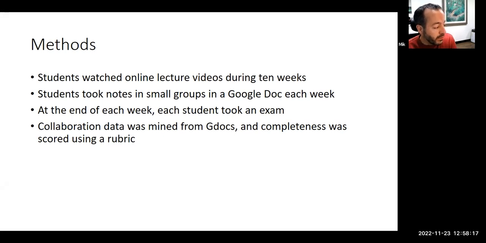And at the end of each week, each student took an exam that was testing them on their knowledge of the lecture video content. And so their notes could actually help them, hopefully, to do well with that. And then the collaboration data, like the collaborative encoding data, was mined from the Google Documents using DocuViz and using the turn counting software that I mentioned before.